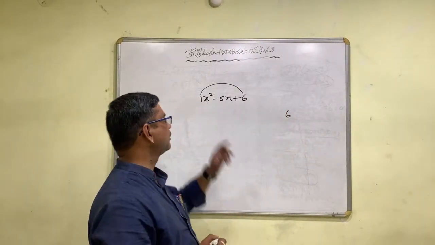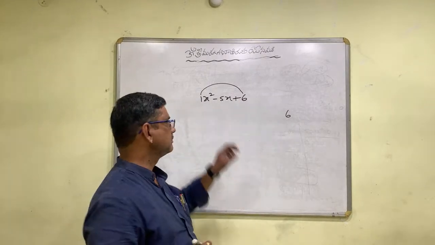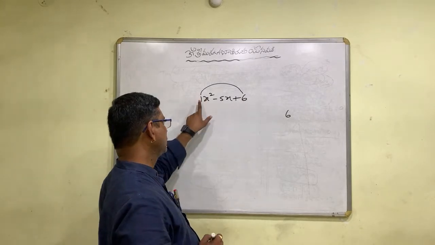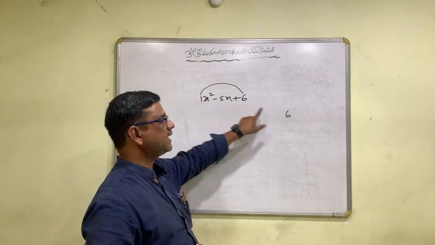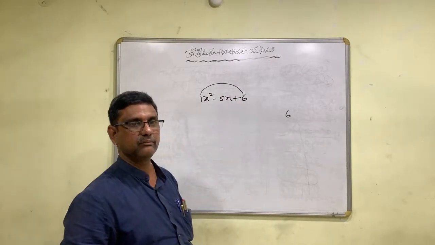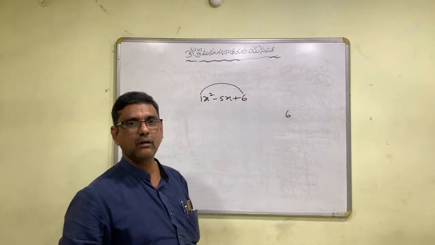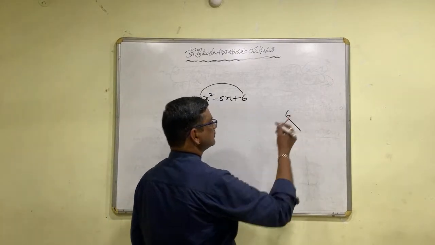We need to multiply 1 and 6 including symbols. Both are positive. 1 is positive here and 6 is also positive. Positive into positive, positive only. So 1 times 6 is 6. Okay? Now we need to search for two numbers.